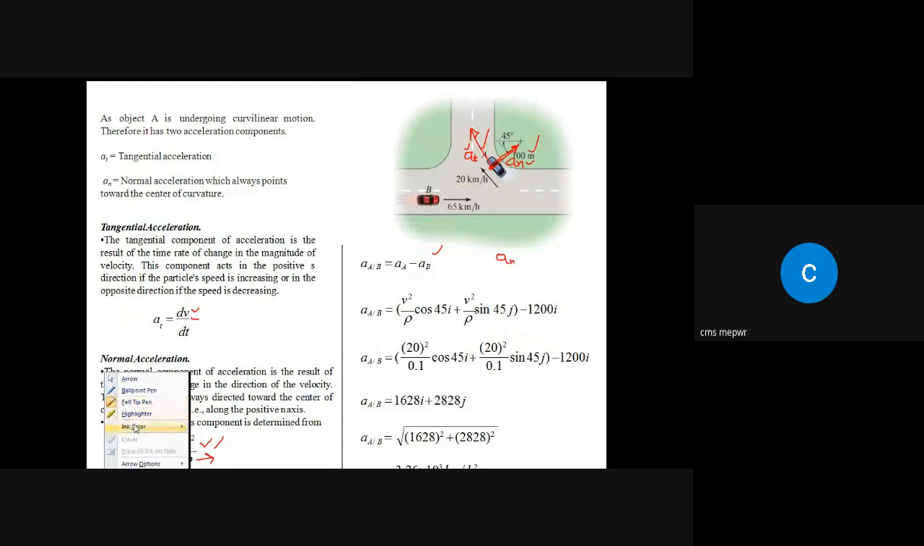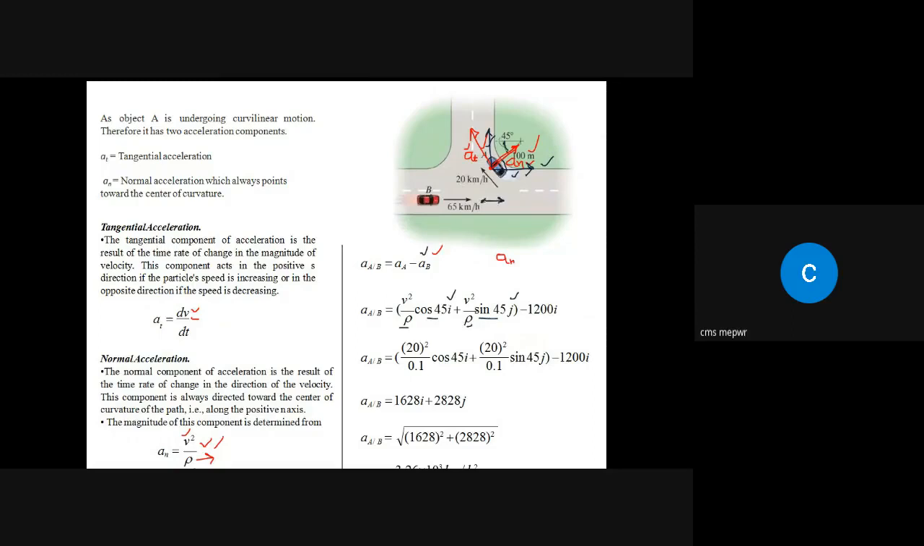Okay, let me change the color. We should have its two components, one along x and one along y. If this angle is 45, this one will also be 45. So this component will be an cos of 45, and this one will be an sine of 45. This is in the x direction, this is in the y direction, and both should be positive, as you can see. And for a by b, the acceleration will be either in this direction or in this direction.